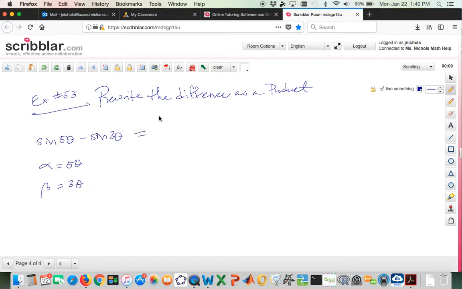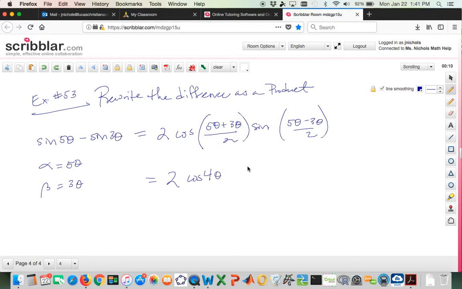Using the formula from the equation sheet, this is 2 cosine of 5 theta plus 3 theta all over 2 times sine of 5 theta minus 3 theta all over 2. We need to simplify it, and that's going to be 2 cosine, combining like terms, 5 theta plus 3 theta is 8 theta, divided by 2 is 4 theta, times sine of 5 theta minus 3 theta is 2 theta, divided by 2 is theta. Final answer.